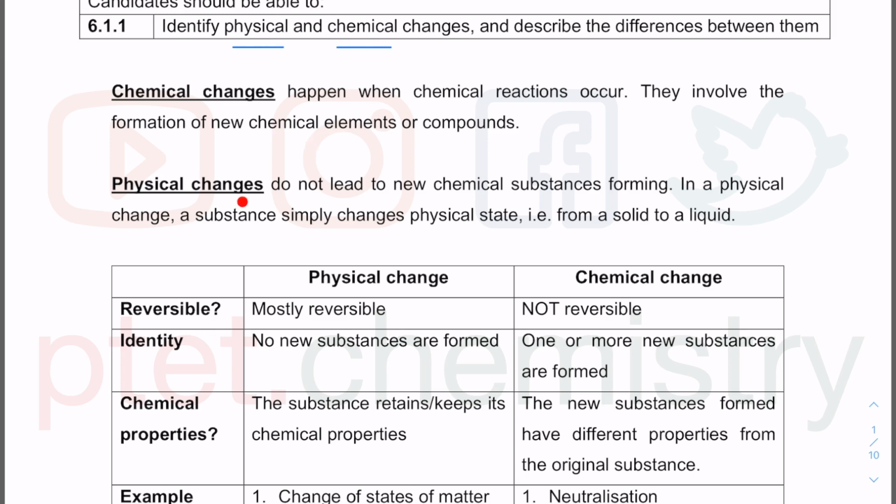Physical changes, however, are not chemical changes. Therefore, there is no change in the chemical composition. There's no change in the chemical identities. It basically is like change of physical state, such as from solid to liquid. That is like melting, or you can talk about boiling, condensation, freezing, sublimation, or deposition.